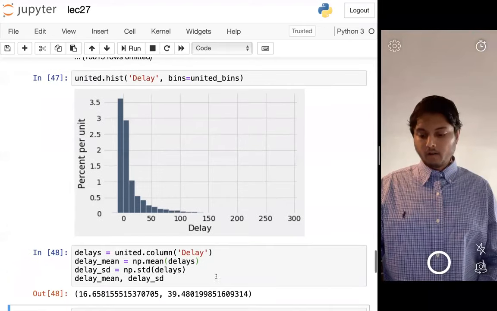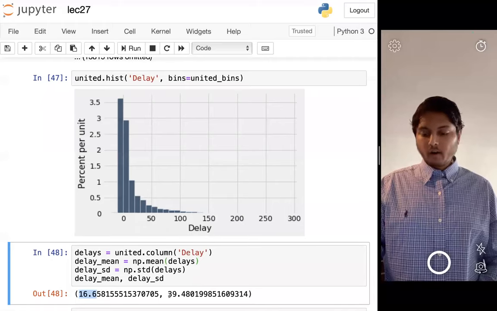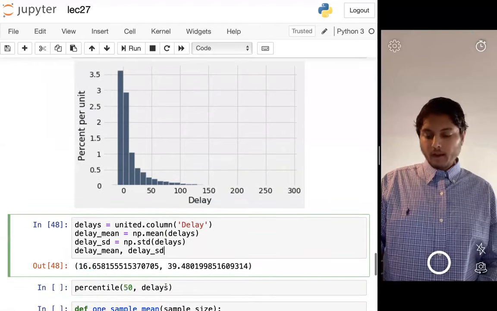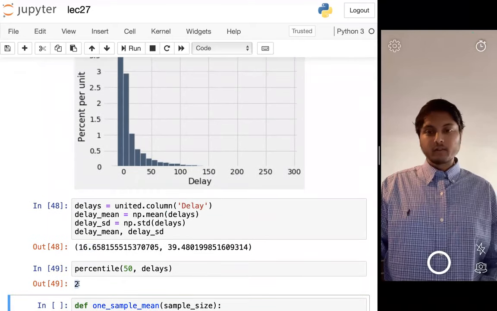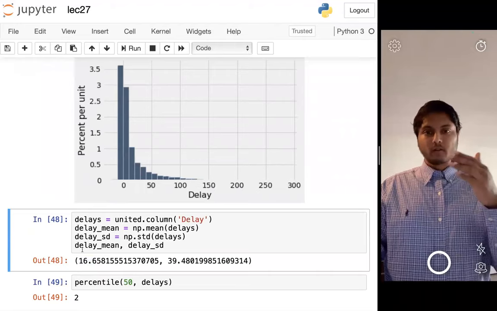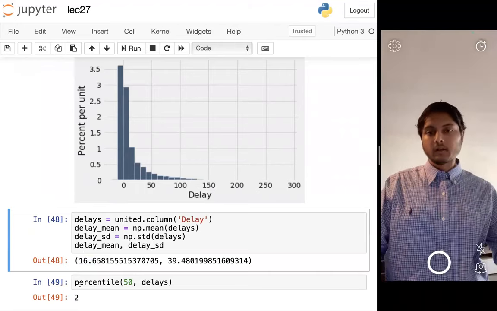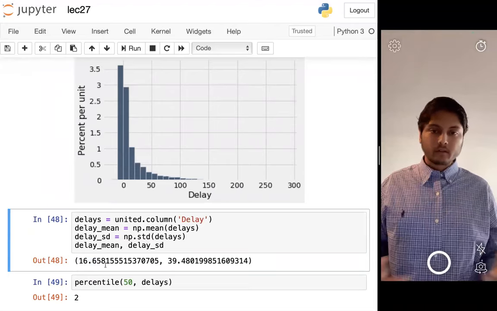Let's just do that. So we know the mean delay is 16.65, which is somewhere out here. And then we know the standard deviation is 39. So that's actually pretty large. And then we can also look at the 50th percentile, which is the median. That's a flight delay of 2. So as expected, this is a right tail. That's why the mean is bigger than the median. The mean gets pulled out to the right by all these outliers over here, and so it's larger than the median.